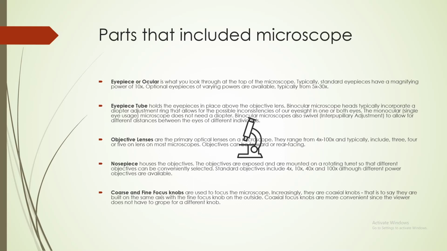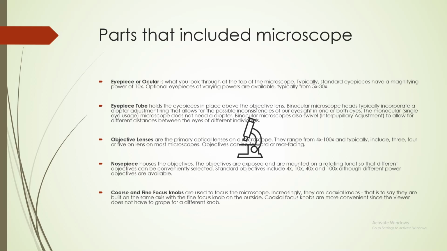Parts included in the microscope: Eyepiece or ocular is what you look through at the top of the microscope. Typically, standard eyepieces have a magnifying power of 10 times. Optional eyepieces of varying power are available, typically from 5 times to 30 times. The eyepiece tube holds the eyepieces in place above the objective lens.